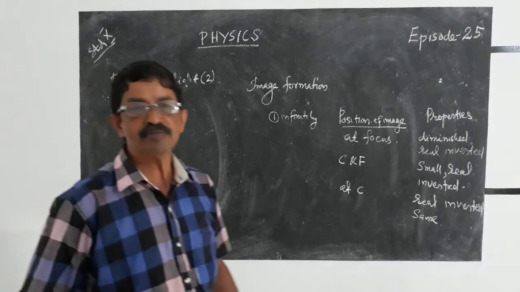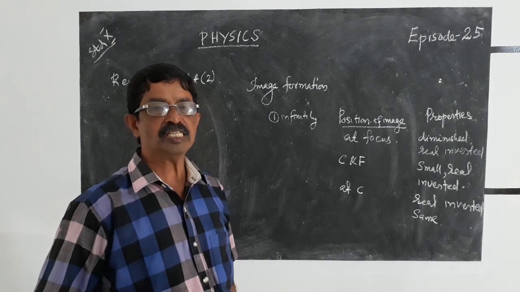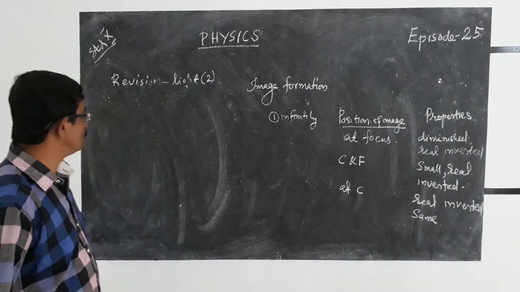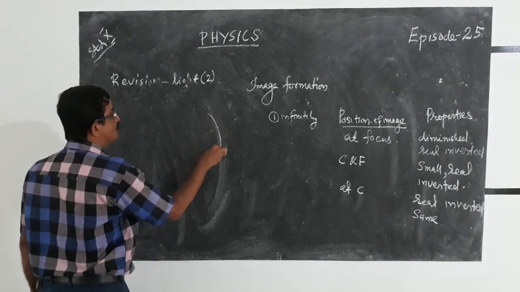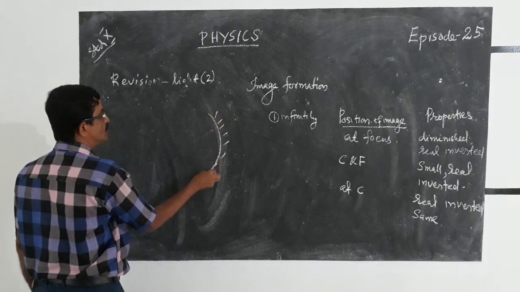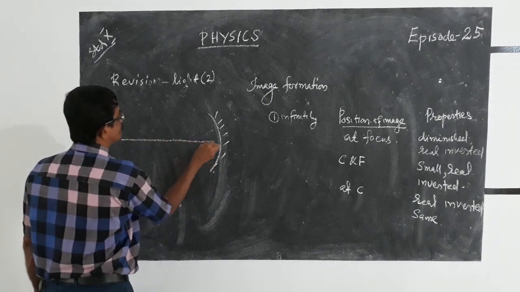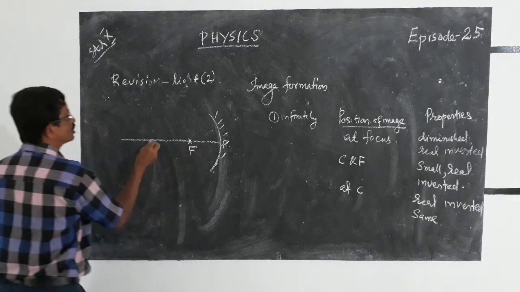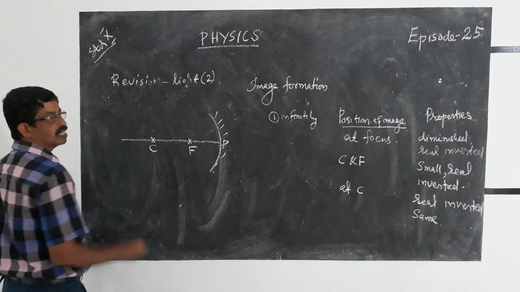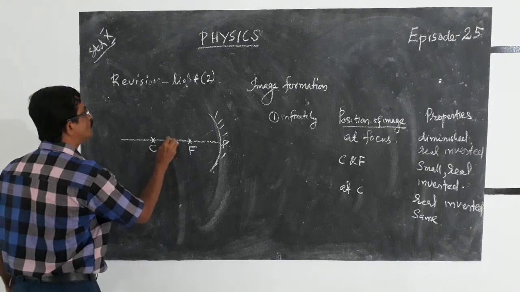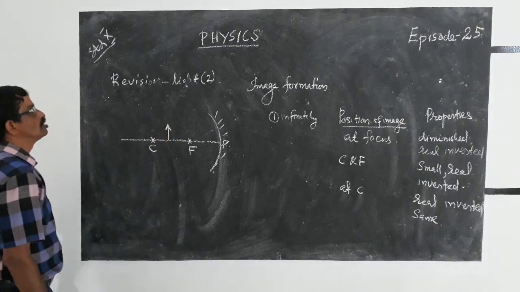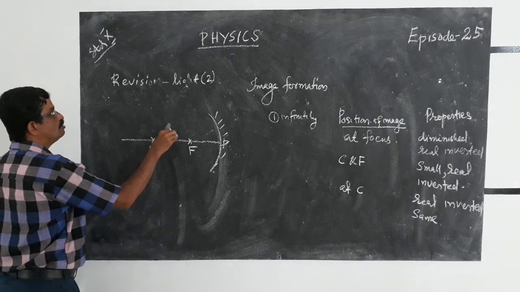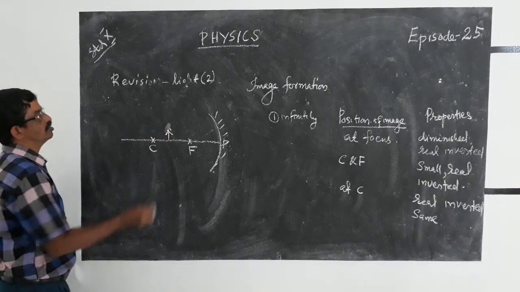Where we want to place the object now, that is all we discussed in our class. So now we are going to place the pole, focus, and center of curvature. Now we are going to place the object in between C and F.